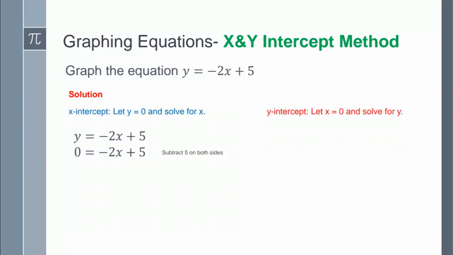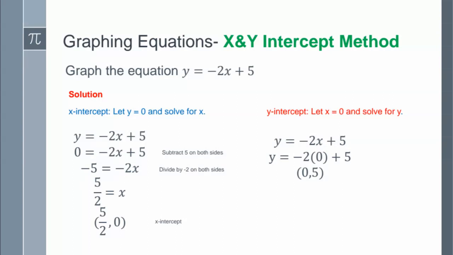Now first, we're finding the x-intercepts. So we let y equal 0 and solve for x. All we do is subtract 5 from both sides because we want to isolate the x. So the first step is to send the 5 to the left side by subtracting 5 from both sides. After we do that, we get negative 5 equals negative 2x. Then to isolate the x, we divide both sides by negative 2. Negative 5 divided by negative 2 gives us positive 5 over 2. So this is my x-intercept.